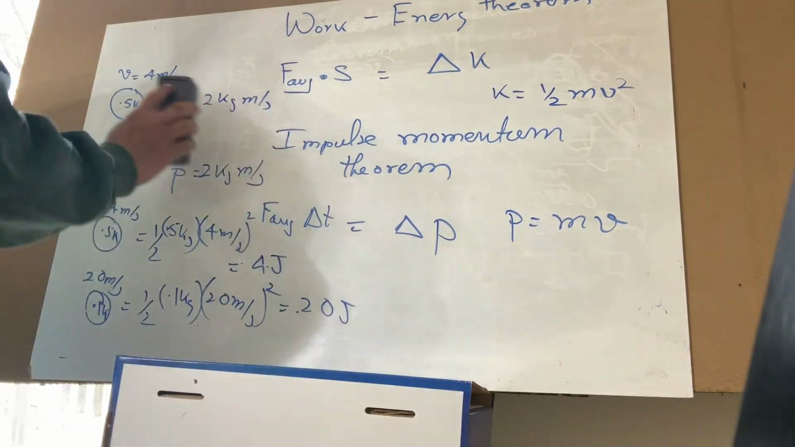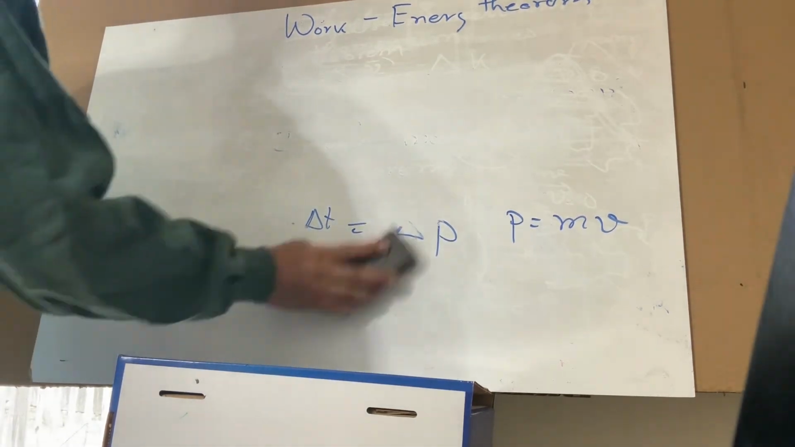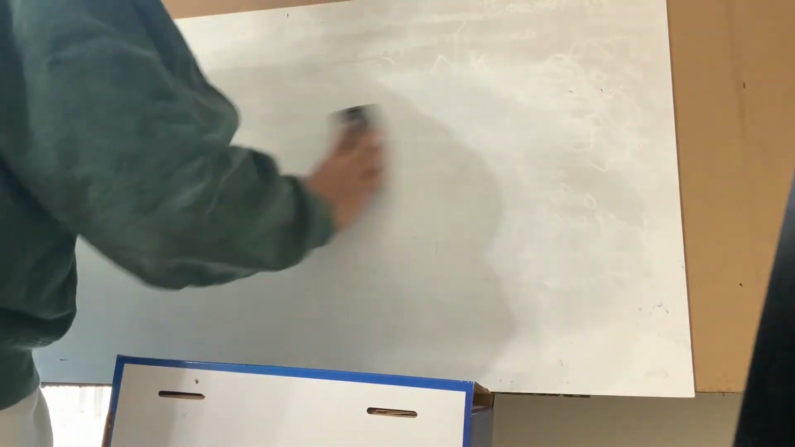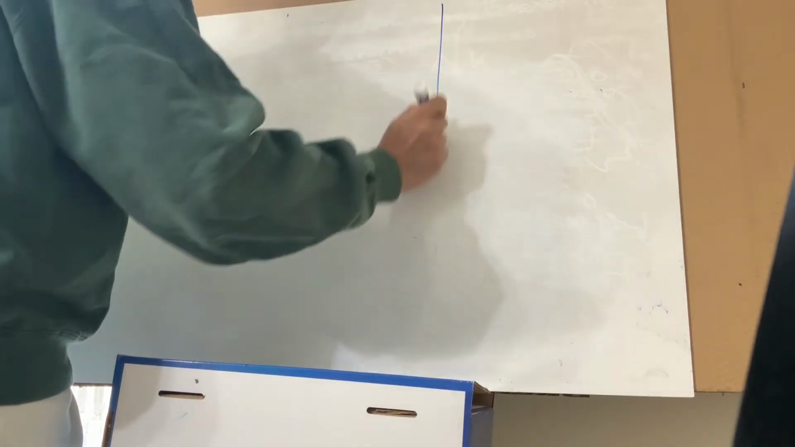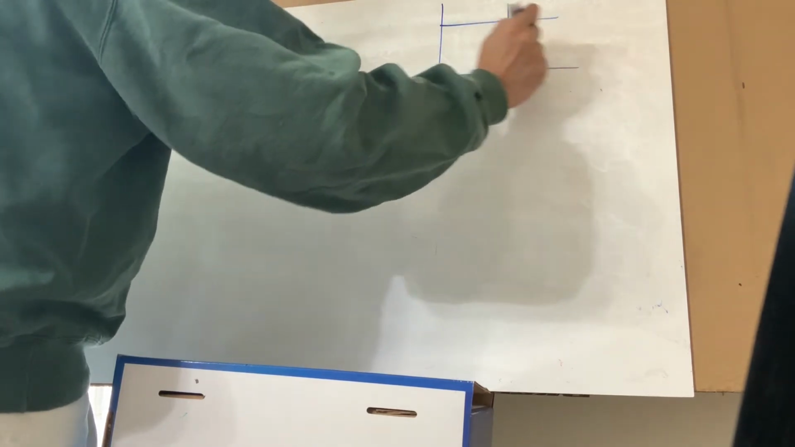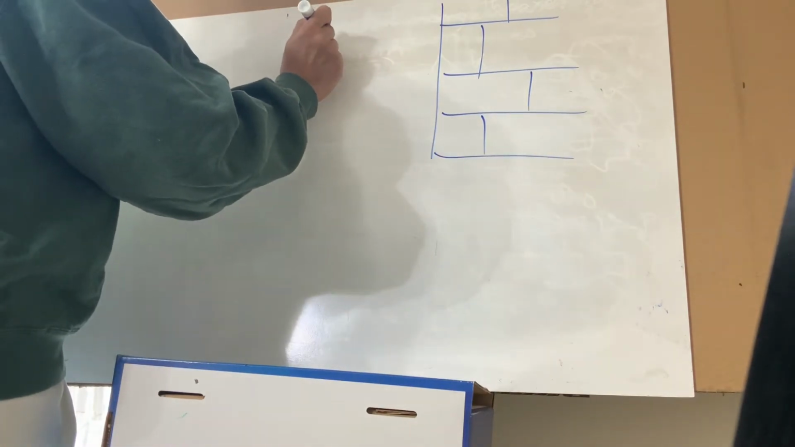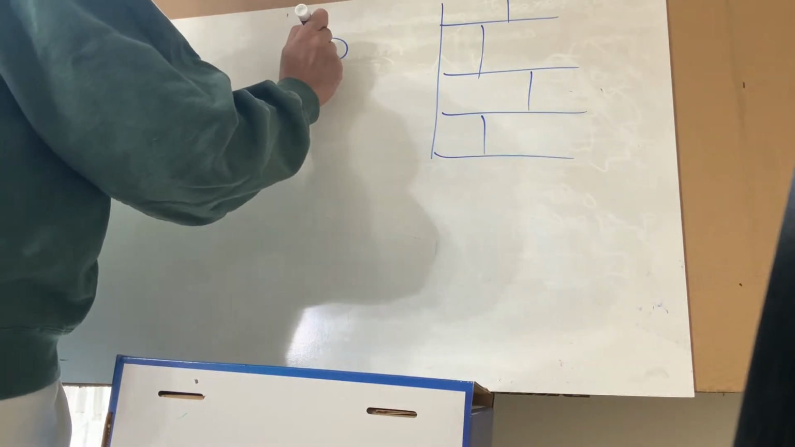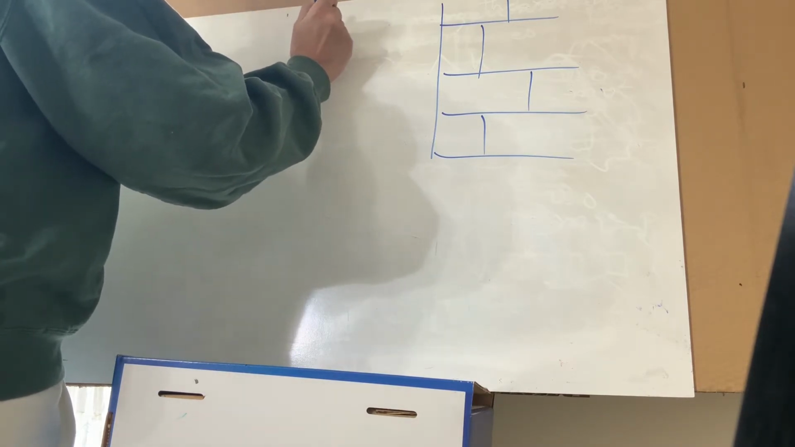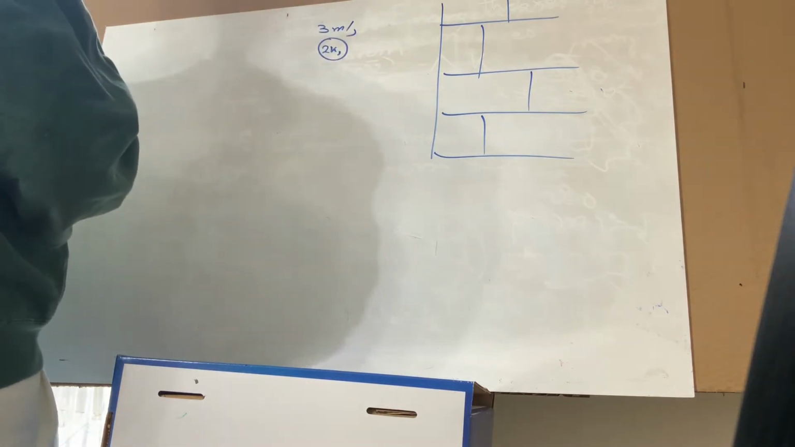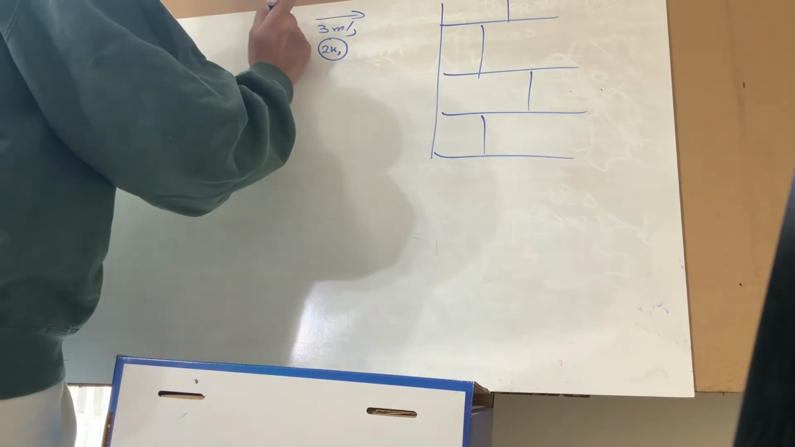All right, let's do some problems based on the impulse momentum theorem. We'll start with simple problems. I throw an object. Let's say this has a mass of 2 kilograms, and it is moving at 3 meters per second. This is the velocity in the x direction.